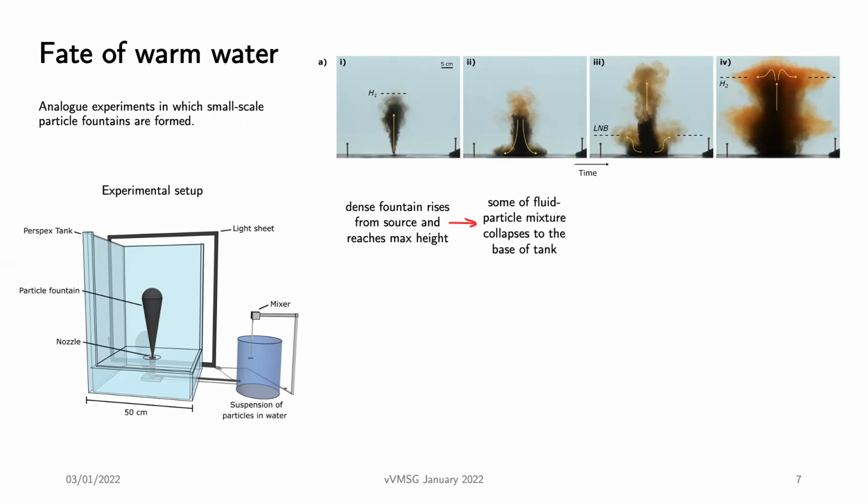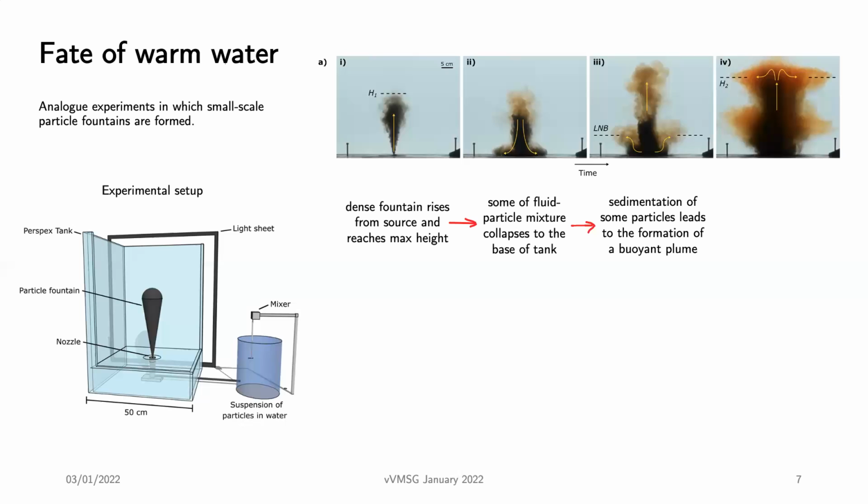Then, some of the fluid particle mixture collapses to the base of the tank, forming a radially spreading gravity current. Simultaneously, there is sedimentation of some particles at the top of the fountain. This may reduce the bulk density of the mixture, so it's now less dense than the surrounding fluid. The remaining particle fluid mixture may then rise as a buoyant plume through the ambient.